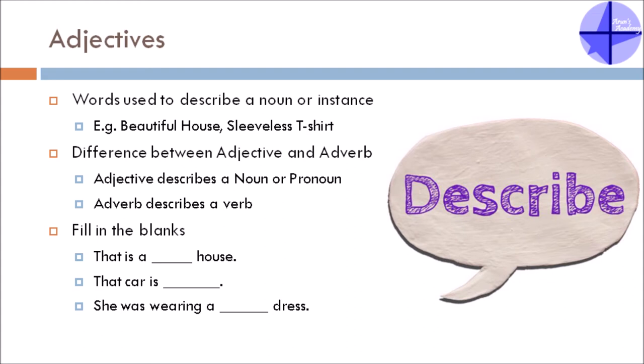That car is spacious, compact, beautiful, elegant. Yes, all these are different words that you can use to describe a noun, the noun here being car. So you're using these words to describe the car. She was wearing a dash dress, a long dress, a short dress, a wavy dress, a flowery dress, a beautiful dress, a haphazard dress, a messy dress. So all these are adjectives that you can use to describe the noun here being dress. So with that, we come to the end of adjectives.